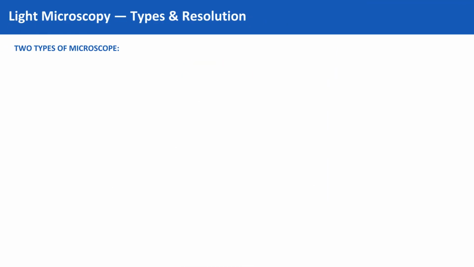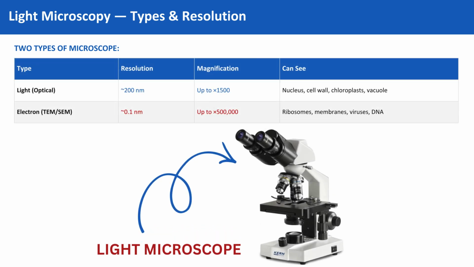Microscopy. As you know, there are two main types of microscope you need to know. One is the light microscope, also called the optical microscope, which has a resolution of approximately 200 nanometers and can magnify up to 1500 times. With a light microscope, you can see structures such as the nucleus, cell wall, chloroplast, and vacuole.